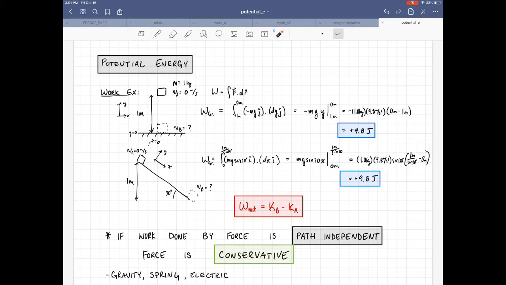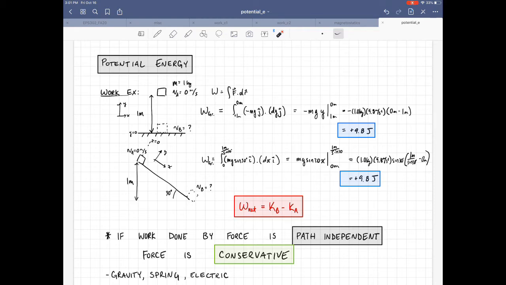And so even though my block went down the ramp, the change in the height of the block in both cases was exactly the same. We started 1 meter above the ground, we ended at the ground, and so in both cases the work done by gravity ends up being 9.8 joules. And again, if we ignore friction here, then the work done by gravity has to equal the change in the kinetic energy of the object, and so the kinetic energy of the block at the bottom of the ramp is 9.8 joules.